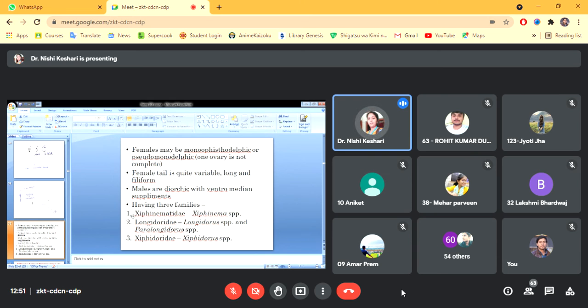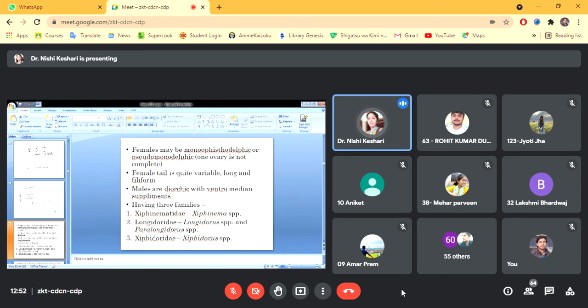They are again classified into Longidoroidea, that is the superfamily. The superfamily is classified into three families. The family name ends with IDAE, so remember that. Under the first family, Xiphinematidae, is the genus Xiphinema. Under Longidoridae, there are two genera, Longidorus and Paralongidorus. They may have many species. If you write many species, then you have to write spp., and it should not be in italics. If you write the name of a species, then it should be in italics.